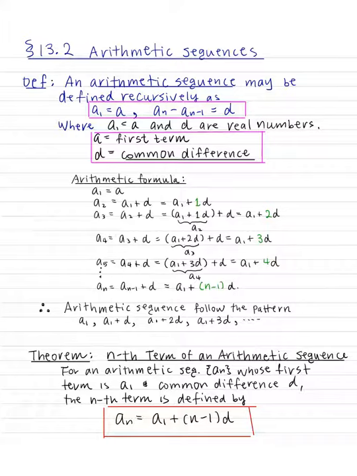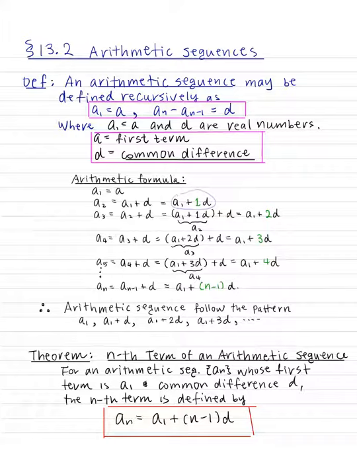So the first term is always going to be a. The second term is a sub 1 plus d, which is a common difference. Now I can write that as a sub 1 plus 1d. And the third term is the second term plus the common difference. But the second term, we just computed to be a sub 1 plus 1d, so I'm going to replace a sub 2 with that. And if I add them all together, we're going to have a sub 1 plus 2d.